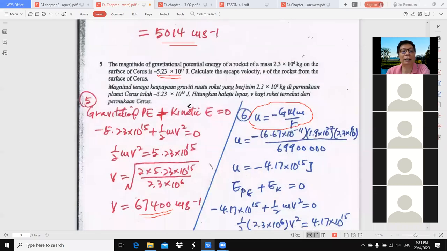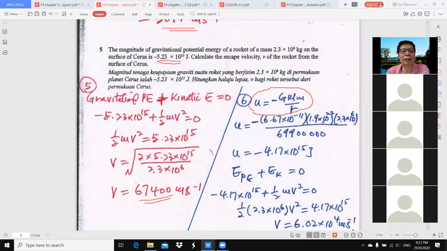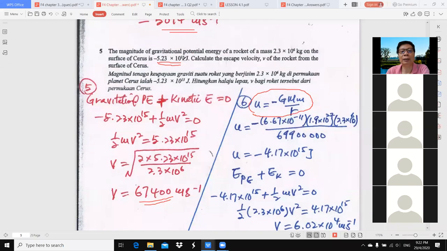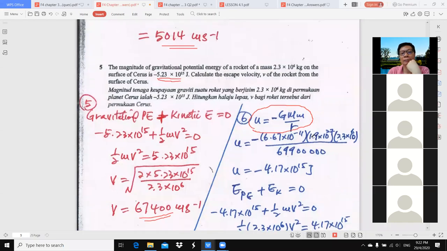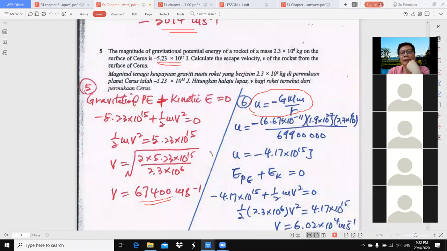The planet's mass is not given in the question. Then you divide by the distance, which is also not given in the question, so you have to find it from the table in your notes. The table shows the mass of the planet and the radius of the planet. You can find everything from the table. Then you use a calculator and calculate, and you get this answer.